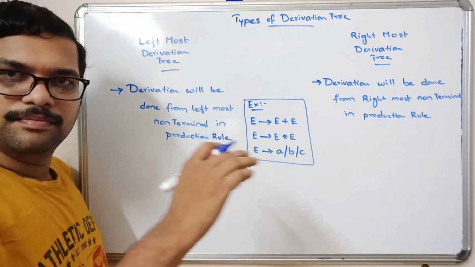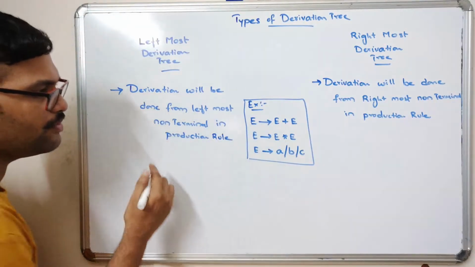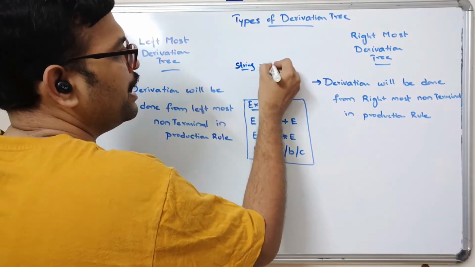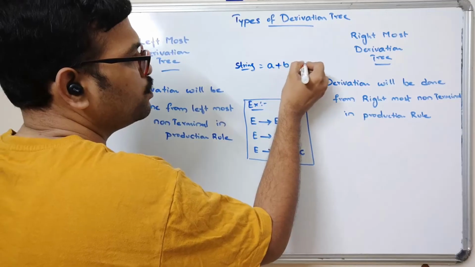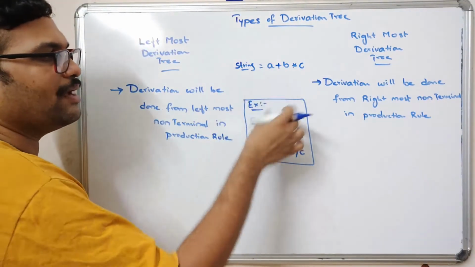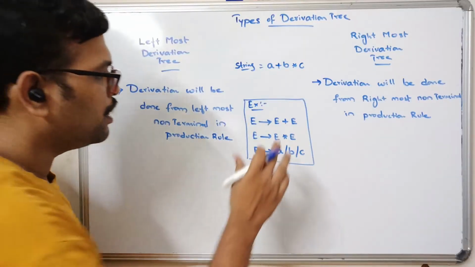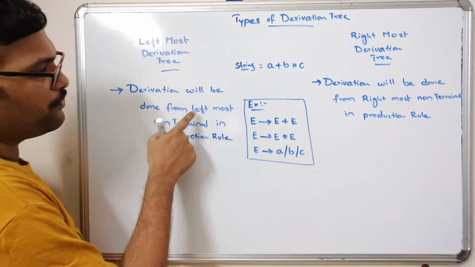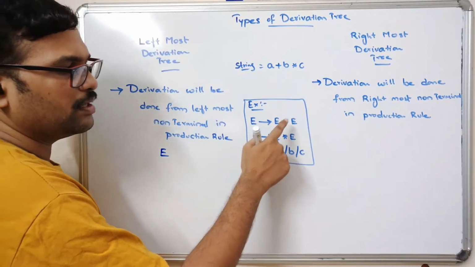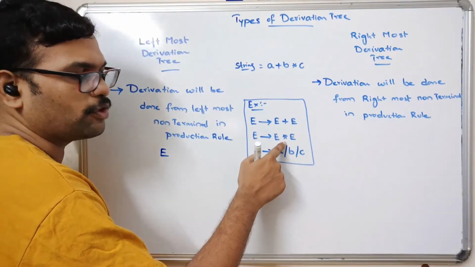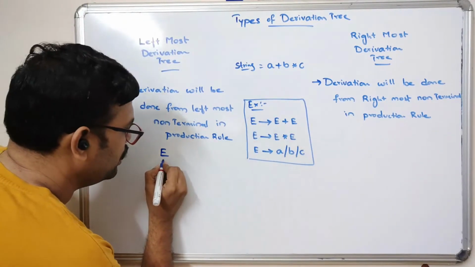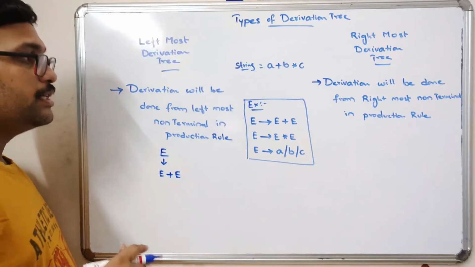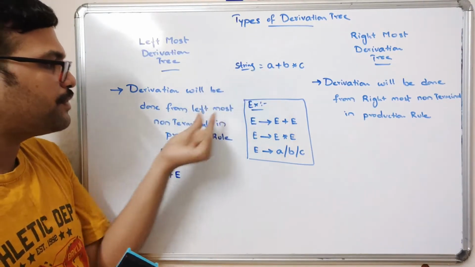So let us derive the thing. First let us derive the string. For example, the string is A plus B into C. We need to derive this string from this particular grammar. I will start with E because E is the start symbol. Here we need to go from the leftmost. E can be substituted with this production or this production. I will go with this production, so E can be substituted with E plus E. Here we have to derive the string from the leftmost.